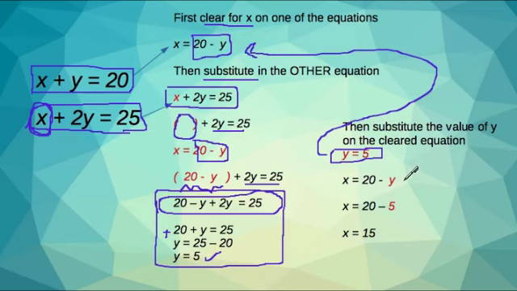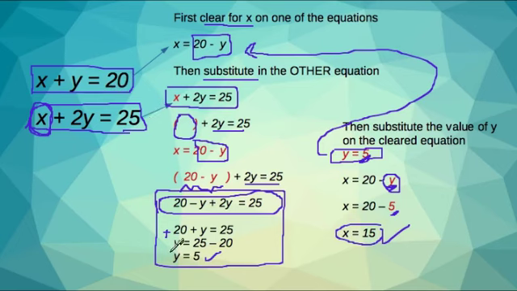There it is, 20 minus y. And I highlighted the y. And instead of the y, I'm going to put a 5 right there. So instead of the y, I write the 5. And then we do 20 minus 5 equals 15. We're done. We're set. We got those two answers. 15 plus 5 equals 20.